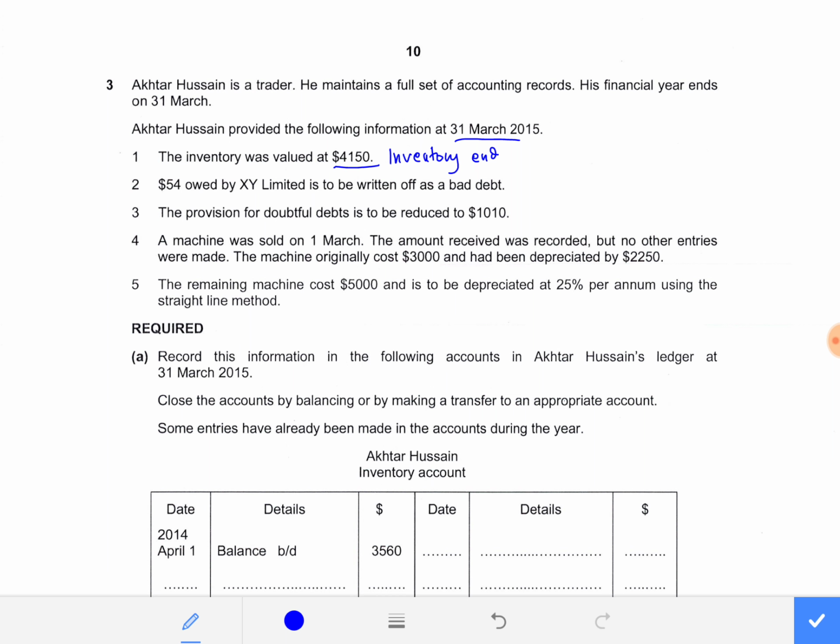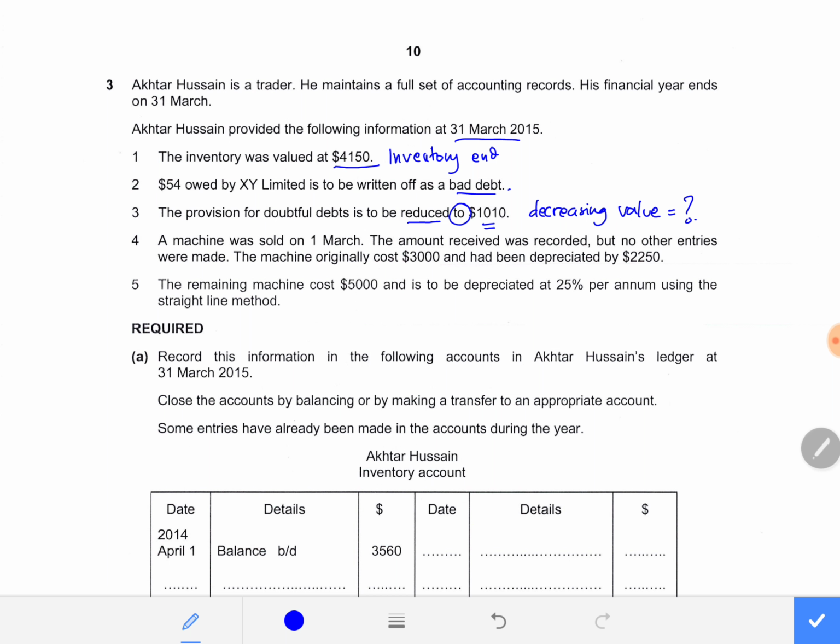$54 owed by XY Limited is to be written off as bad debts. You have a bad debts. Provision for the doubtful debts is to be reduced to 1,010. Reduce to, not by, but to. You have to find the difference, the increasing or decreasing value of the provision. Decreasing value is question mark.